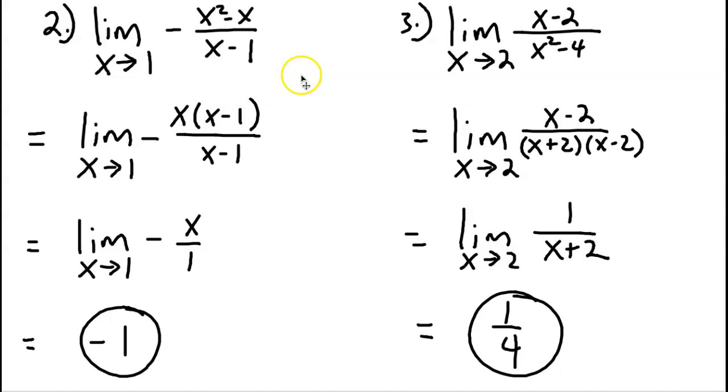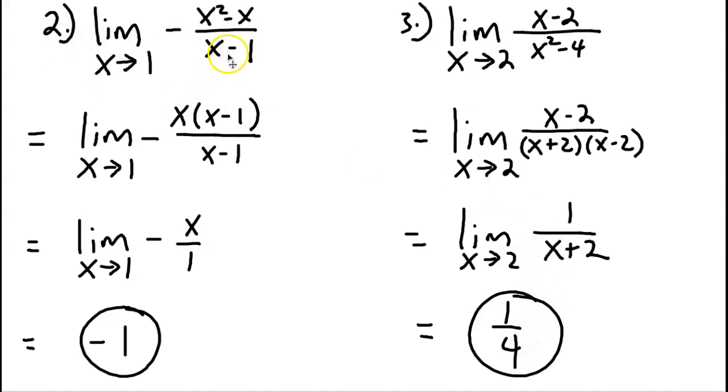Okay, so here are the solutions, and this is a pretty clear way to show your work. Step 1, factor. Step 2, remove the discontinuity. Step 3, direct substitution. And after you do direct substitution, you no longer write the word limit. Same thing here: factor, remove, direct sub. So you end up with the answers of -1 and 1/4.